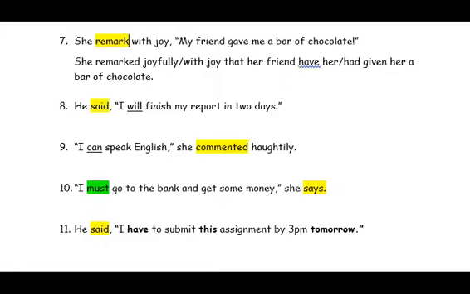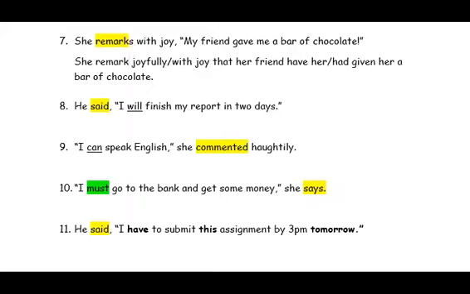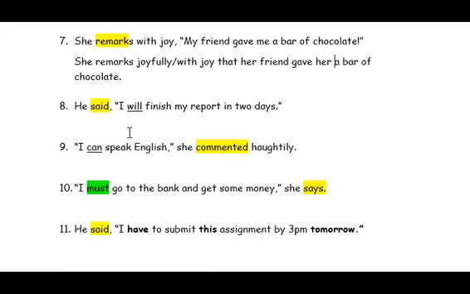If it's she remarks with joy, then that is a present tense sentence, and everything else here will change into the present tense. She remarks joyfully that her friend gave her, ooh, I see I've written the wrong word here. Gave her a bar of chocolates. Right, moving on.